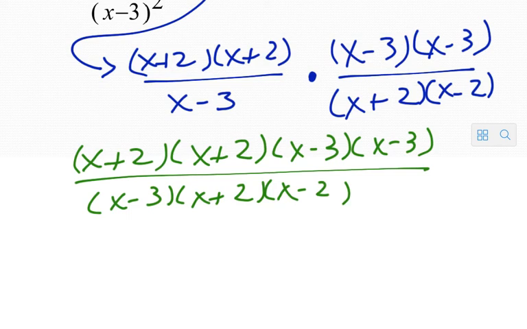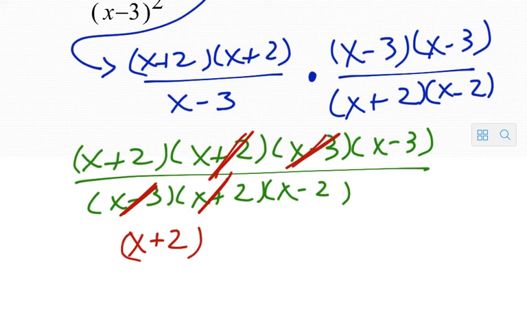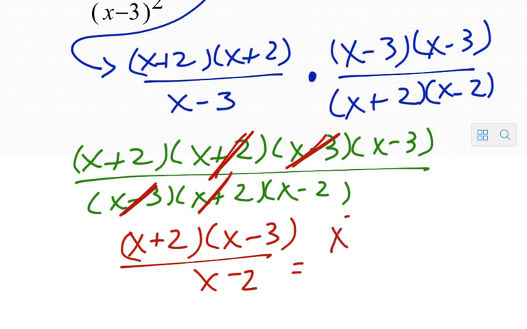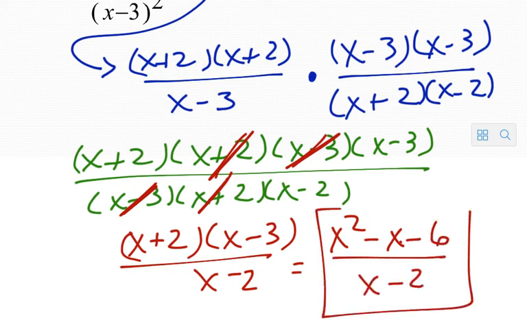And then I look for common factors. So I see a common factor right there. I see a common factor right there. That's all. So I'm left with (x plus 2) times (x minus 3) over (x minus 2). So simplified or factored out or written out, multiplied out, you're going to get that.